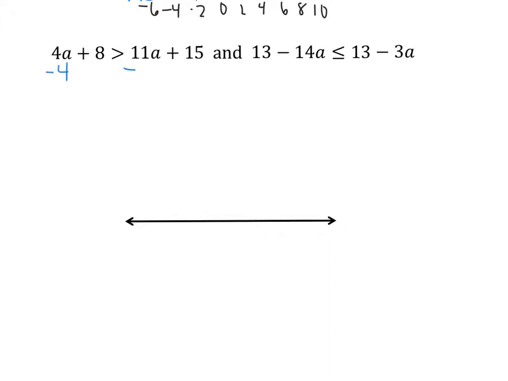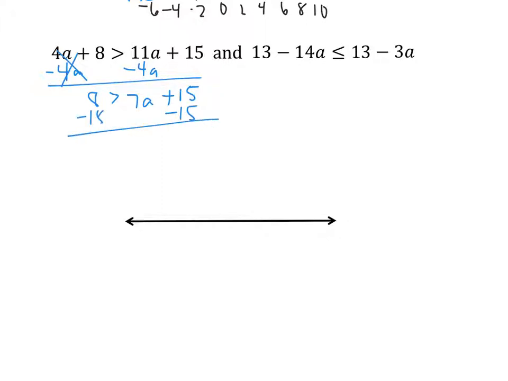So I'll go ahead and subtract 4a. 8 is greater than 7a plus 15. Subtract 15. -7 is greater than 7a, divided by 7. -1 is greater than a, or if we reverse that, a is less than -1.